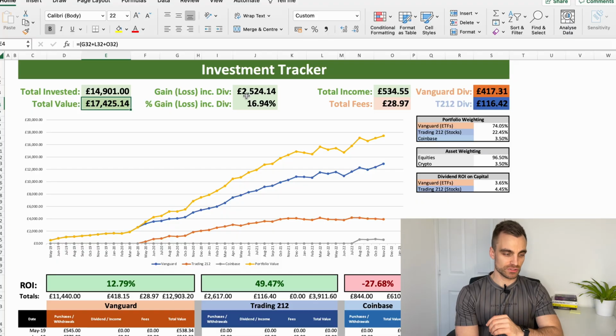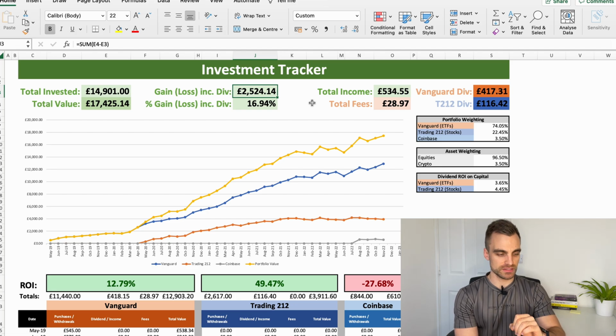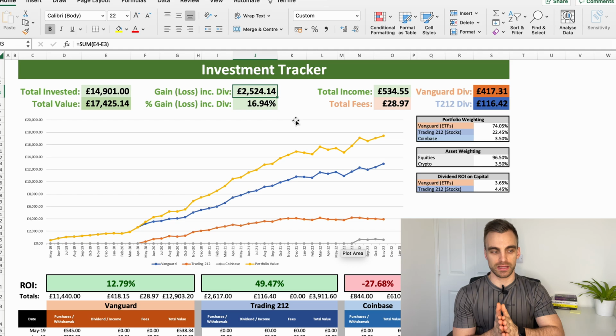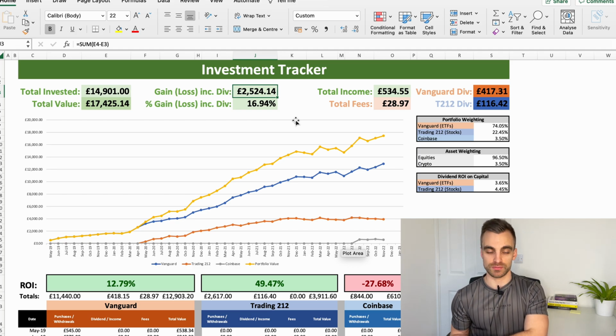Now that is a little bit behind where we were expecting, but of course we've had a massive pullback since April earlier in the year, which is one of the reasons why this isn't closer to £20,000 at this point. My investments have returned to me, including dividend income, a total of £2,524.14, or a real return, cash on cash, of just under £17,000.